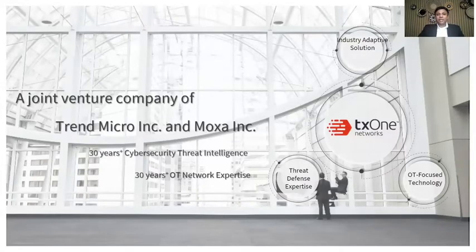TX1 Network is a joint venture company from Trend Micro and Moxa. As you know, Trend Micro has been a pure play security vendor for more than 30 years, and we have been a trusted security partner and advisor for a lot of customers and partners across the globe. On the other hand, Moxa has been extensively involved in the OT space, with OT network expertise and knowledge. We wanted to have the best of both for our customers, and that's how we spun up TX1 Networks from Trend Micro.